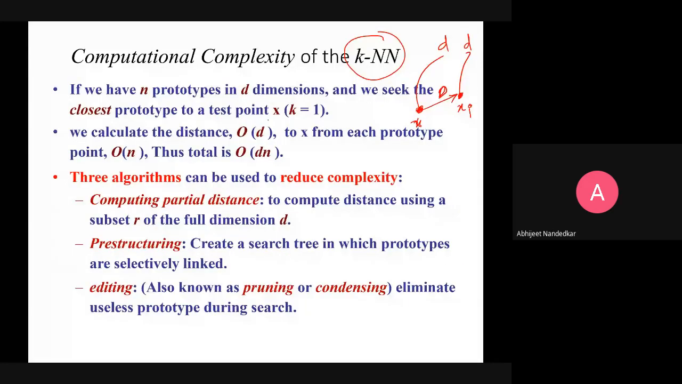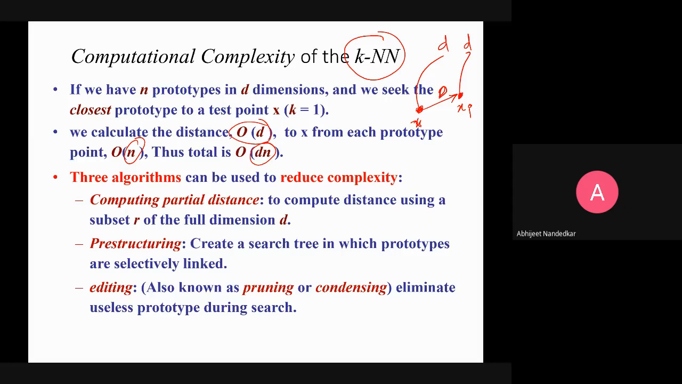So the complexity is big O of d for the distance calculation between 2 points. Now, if we have n such prototypes, then we have to repeat this for all n samples. That means for each sample we have d calculations. Then for n samples, that is the total number of prototypes, we have to do d times n calculations. So it grows very fast when samples and dimensions increase.